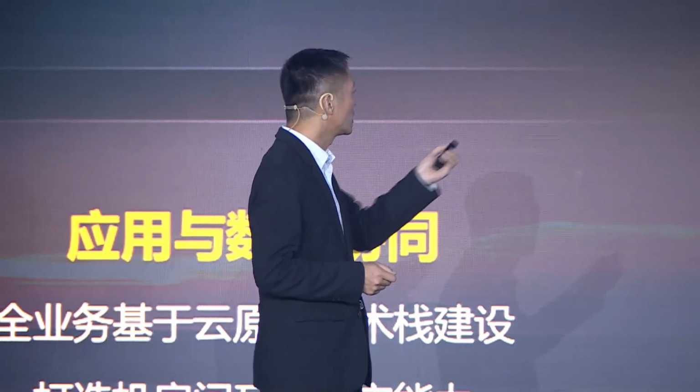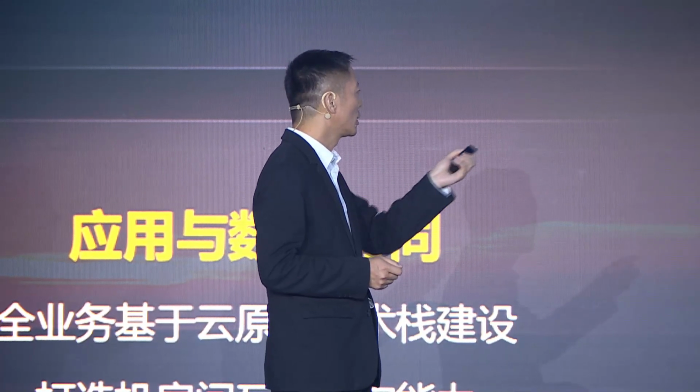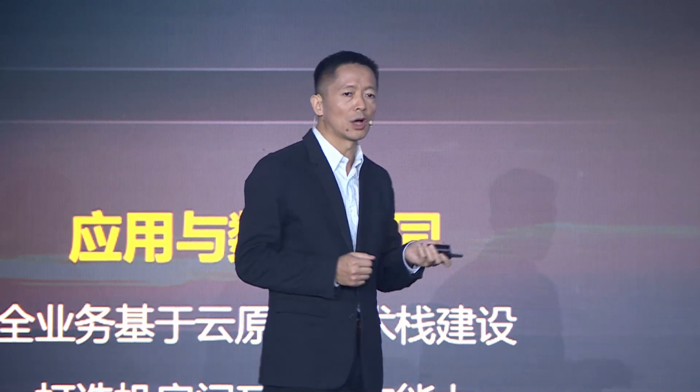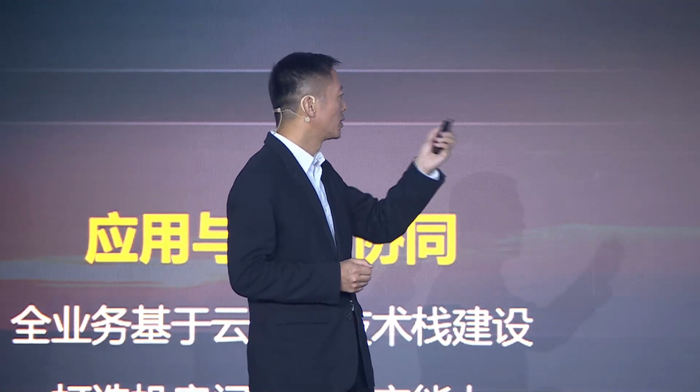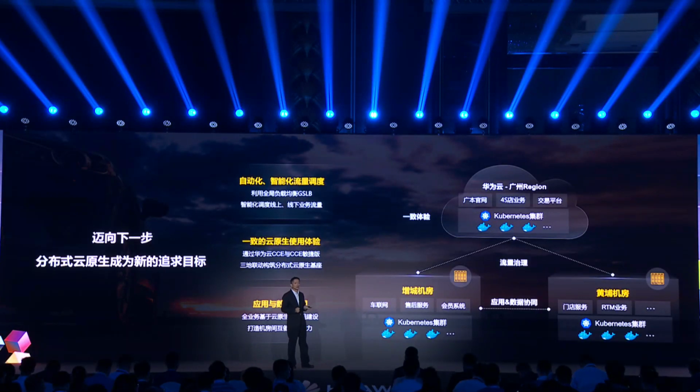In the future, we can have application and data collaboration between the data centers in Zhenchen and Huangpu, avoid single point failures, and ensure business continuity. In the end, the cloud-native infrastructure can be managed and operated in a unified manner.